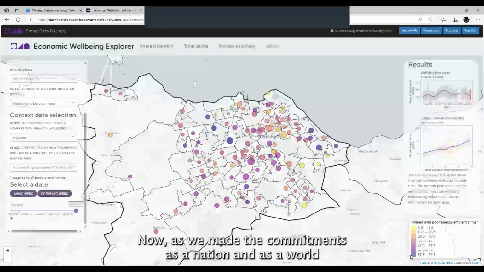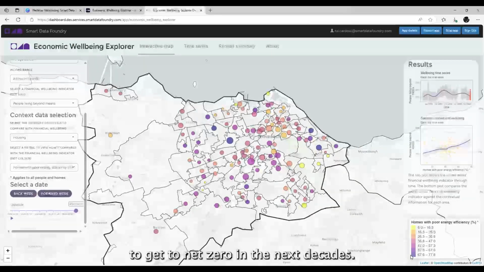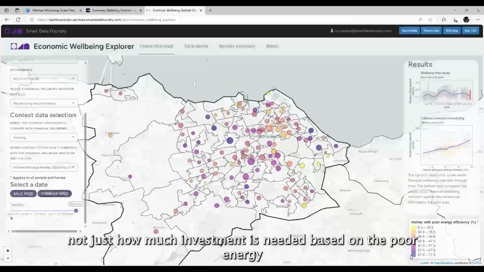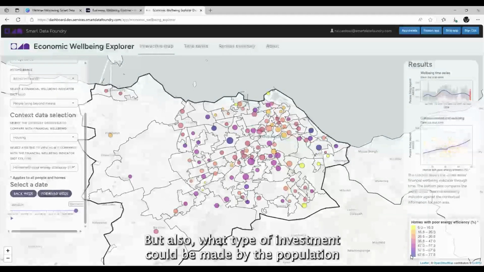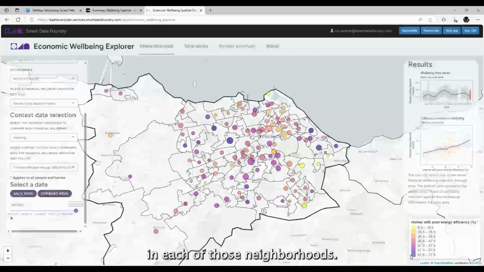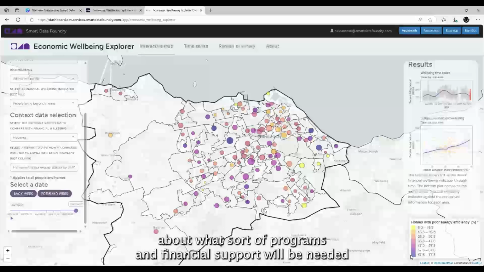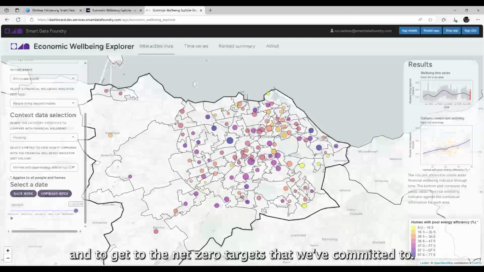Now, as we made commitments as a nation and as a world to get to net zero in the next decades, this is a very useful type of information because it correlates not just how much investment is needed based on the poor energy efficiency of housing in each of these neighborhoods, but also what type of investment could be made by the population in each of those neighborhoods. And that gives us very good information about what sort of programs and financial support will be needed for people to be able to retrofit their houses and to get to the net zero targets that we've committed to.